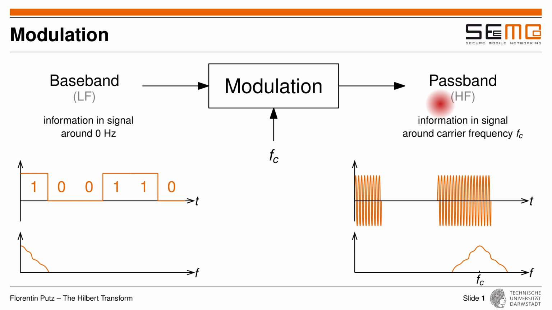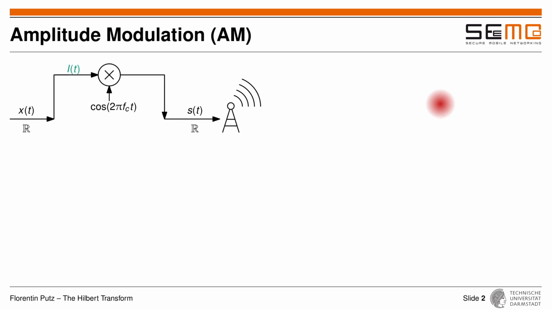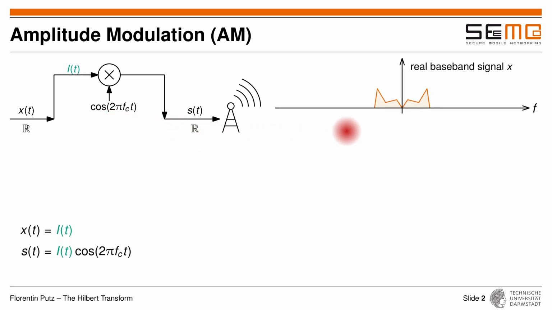Okay, so we already talked about amplitude modulation in our lecture, and this is just a quick refresher of what amplitude modulation is all about. In this case, we simply have a baseband signal, a real baseband signal, which gets multiplied, in this case by a cosine signal, at a certain carrier frequency. And if we look at the frequency representation of this real baseband signal, we will notice that it's mirrored at the y-axis because real signals will have negative frequencies for each positive frequency.